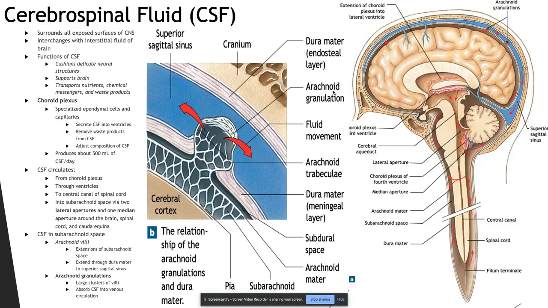So cerebrospinal fluid completely surrounds and bathes the exposed surfaces of the CNS. The CSF has several important functions, including the following. The first is cushioning delicate neural structures. The second is supporting the brain; in essence, the brain is suspended inside the cranium and floats in the CSF. A human brain weighs, as we already talked about, 1,400 grams in air, but only about 50 grams when supported by CSF. The third function is to transport nutrients, chemical messengers, and waste products.